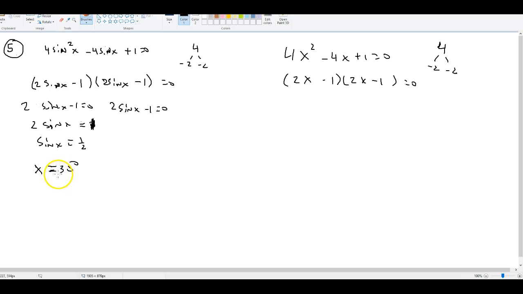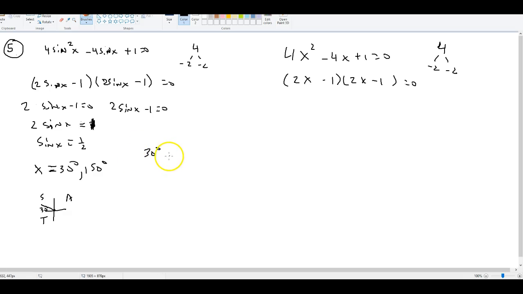Since it's positive, it's going to be first and second quadrant for sine, because of the all-sine-tangent-cosine memory trick. So the second quadrant is over here. This is 30 degrees, which means this has to be 150 degrees, right? But we can't write it like that because it says do it in radians.